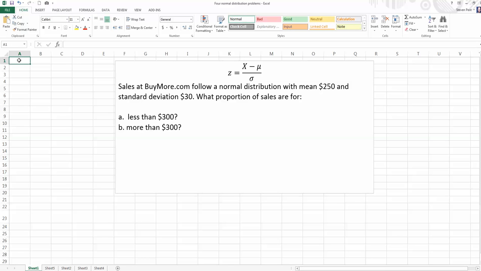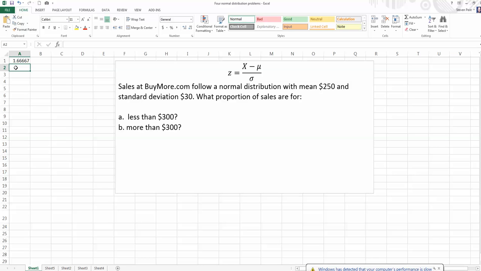Let's have Excel calculate that for us. The z-score, so equal tells it we're doing a calculation. And we could do this on a calculator too, of course. You take 300 minus the mean of 250 divided by the standard deviation of 30. Hit enter, and there it is. The z-score is 1.6667.